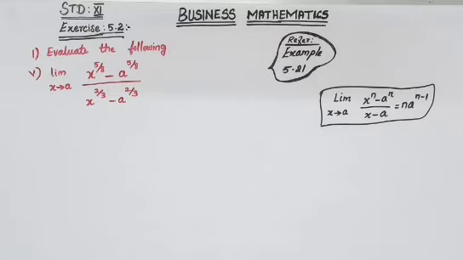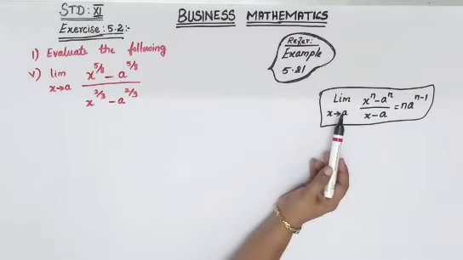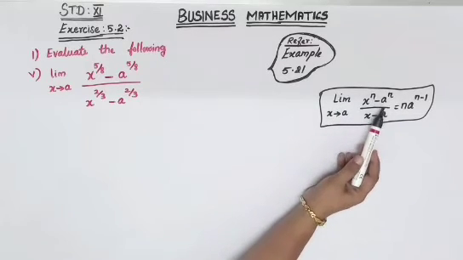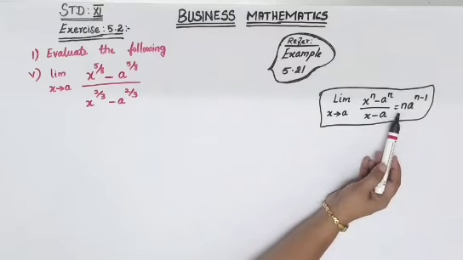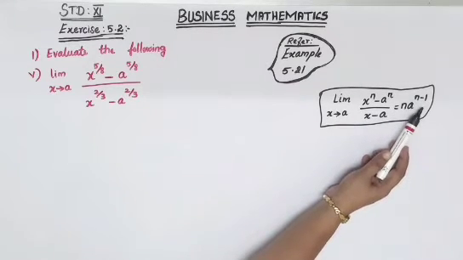First question, evaluate the following in that fifth subdivision. Limit x tends to a, (x power 5/8 minus a power 5/8) divided by (x power 2/3 minus a power 2/3). So you can use this formula: limit x tends to a, (x power n minus a power n) divided by (x minus a) equals n a power n minus 1.